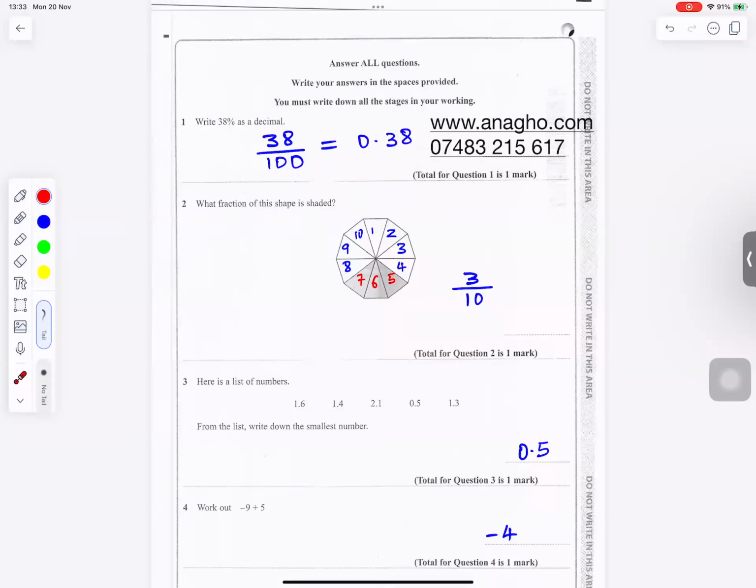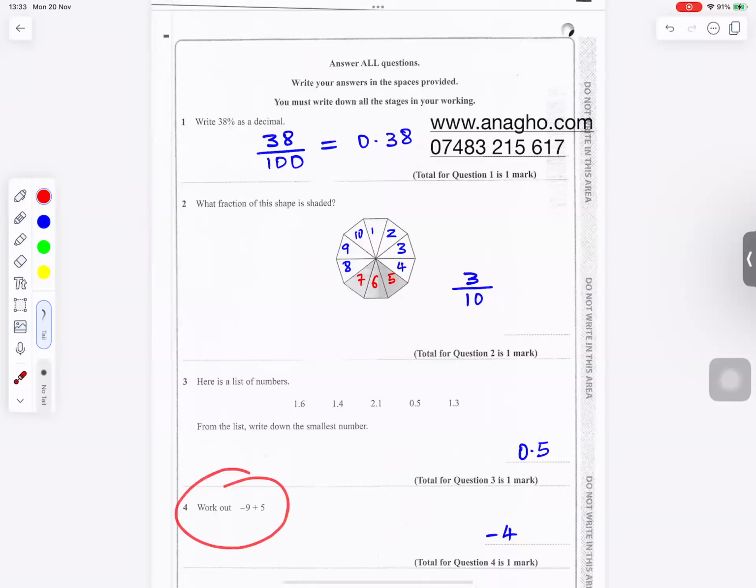Number 3, here is a list of numbers. From the list, write down the smallest number. The smallest number is 0.5. This one starts with 1, the next one starts with 2. 0.5 is the one that starts with a smaller number.